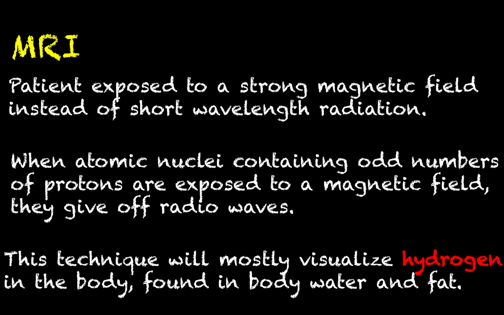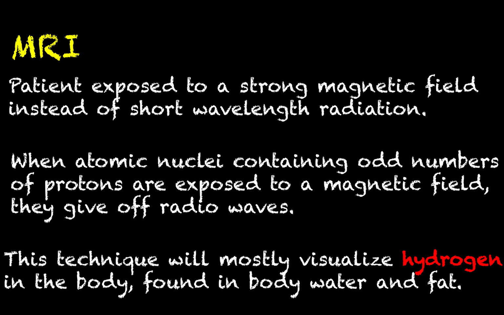We could spend a lot of time talking about this, but the most common type of atom in the body that has an odd number of protons is hydrogen. So hydrogen is an atom that just has one proton. So MRIs are mostly going to be taking a picture of all the hydrogen that is in the body. And the most common places you're going to find hydrogen are in the water that is everywhere in the body, and then also fat molecules that are found in fat deposits all over the place.